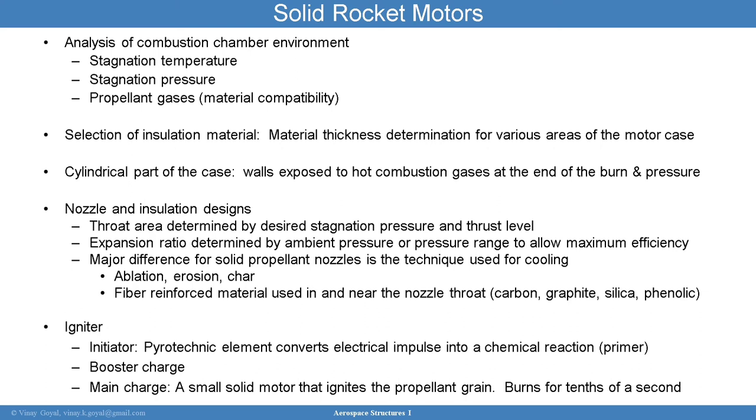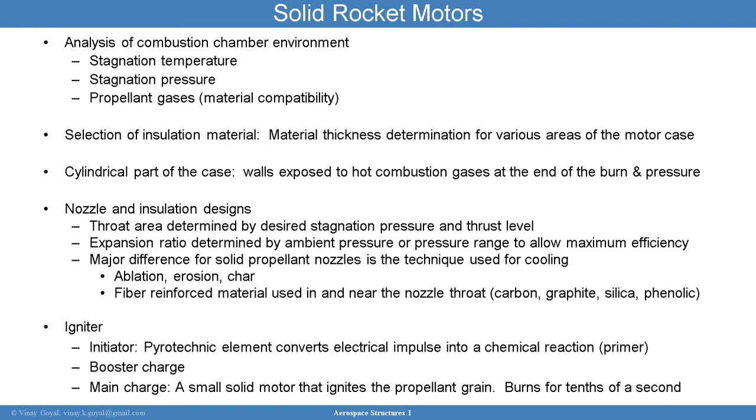The nozzle and insulation design: the throat area is determined by the desired stagnation pressure and thrust level. The expansion ratio is determined by the ambient pressure or pressure range to allow maximum efficiency. And then you have the major difference for solid rocket nozzles, which is the technique used for cooling. Ablation and erosion char are a few of the ideas used. Fiber reinforced material used in and near the nozzle throat can include carbon, graphite, silica, and phenolic.